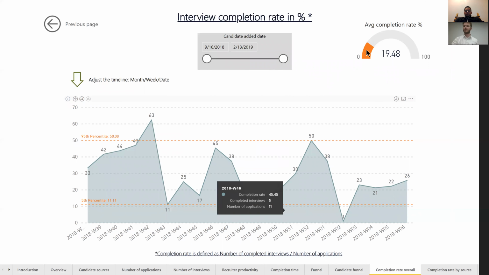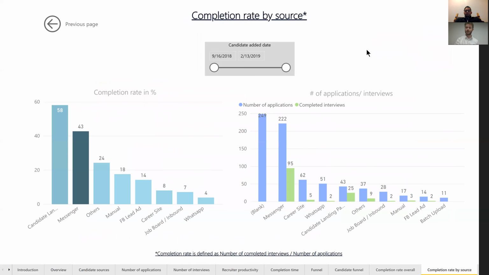You can also look at this metric from another angle, which is by source. So for example, from all the candidates who were added through Facebook Messenger, how likely is it basically that they complete the interview? And this you can see for every source, also with the volume.